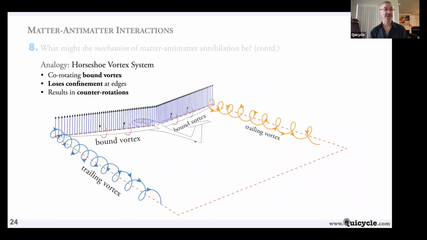This is another view of the same thing. You'll notice that all the way along the wing, we have a bound vortex. It's bound by this condition of the wing, and the rotation is all happening in the same direction, coming up over the front of the wing. But when it reaches the edges of the wing, it reaches the edges of its confinement. So now you have the wingtip turns at 90 degrees, which allows that rotating vortex to spill over the sides of the wingtip in opposite directions. So we generate counter-rotating vortices out of a co-rotating system because the confinement is being lost at the opposite ends.